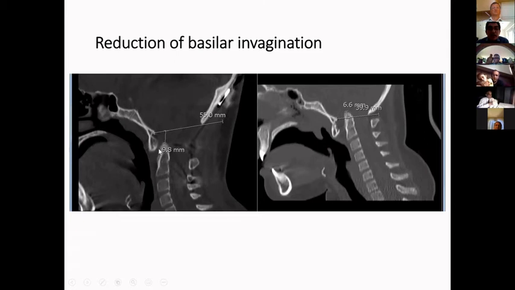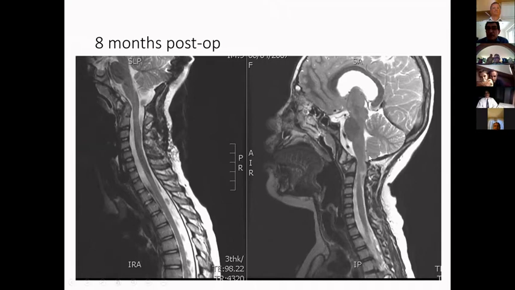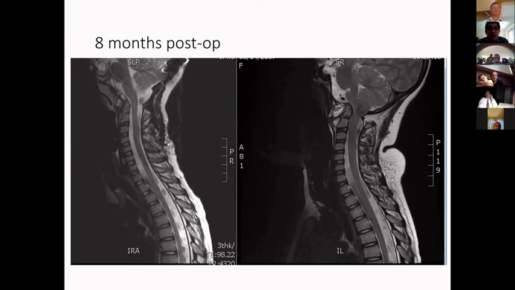This is a child with assimilation of the atlas, as you can see. So this is the pre-op appearance on the right-hand side, with the post-op appearance on the left-hand side, a significant improvement with regression of the initial features, and the child is much improved with improving myelopathy. So this is definitely something that I've included in my armamentarium for treatment of Chiari malformation.